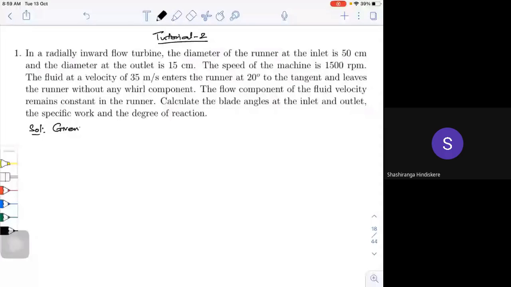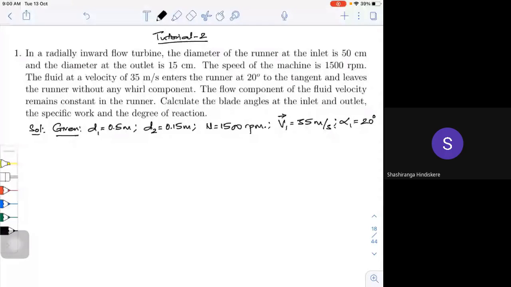They have given the outer diameter, which is 50 centimeters. I can write it in terms of meters as 0.5 meters. The inner diameter, 15 centimeters, I can write as 0.15 meters. The speed with which the turbine is rotating is 1500 rpm. And the velocity with which the fluid enters, that is the absolute velocity V1, is equal to 35 meters per second. And I do have alpha 1 actually. The fluid is entering at 20 degrees tangent to the blade, so alpha 1 is equal to 20 degrees.